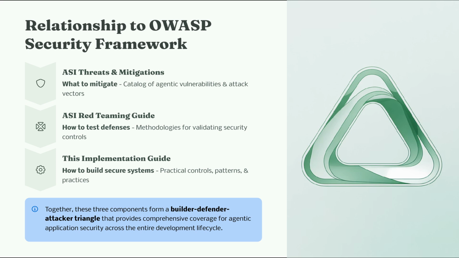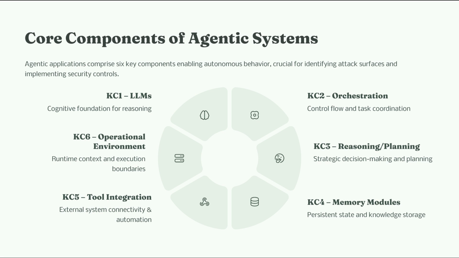development lifecycle. In our next discussion, we will explore the 6 core components of agentic systems, which play a crucial role in enabling autonomy and security in application development. Let's dive into that now. As we transition from our previous discussion on mitigation strategies, let's explore the core components that make up agentic systems. These applications rely on 6 essential elements that empower them to behave autonomously, which is crucial for identifying potential attack surfaces and implementing robust security controls. First, we have the cognitive foundation, enabling reasoning and understanding.